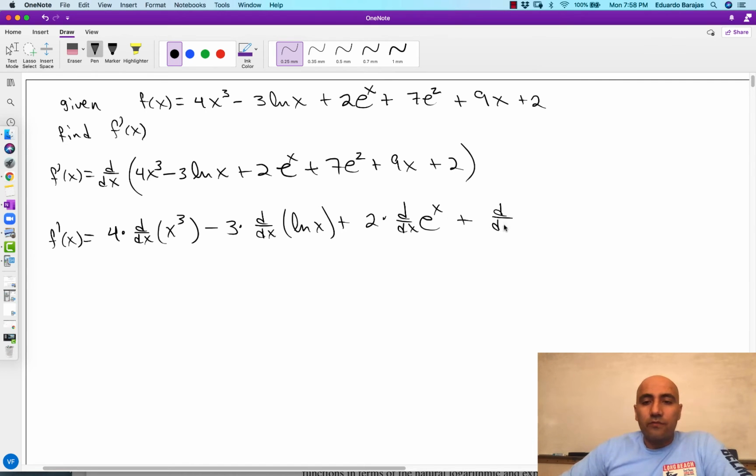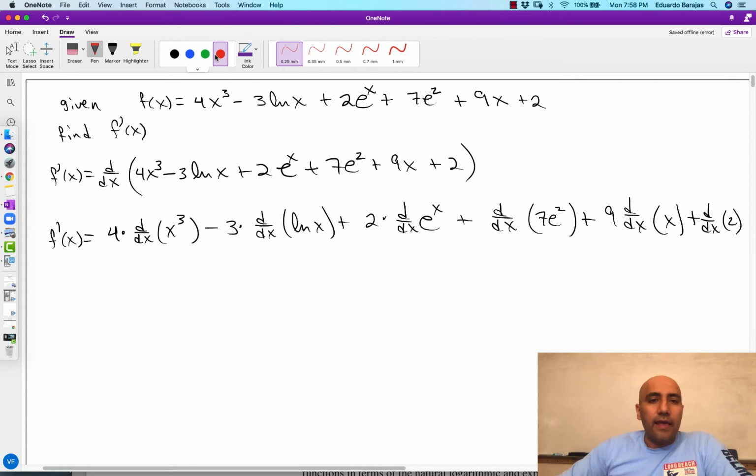It's going to be the derivative with respect to x of 7e to the second plus 9 times the derivative with respect to x of x, plus the derivative with respect to x of 2. And this one is going to be 0, and this one is going to be 0, because we know the derivative of a constant is just equal to 0. Okay, so that simplifies that.